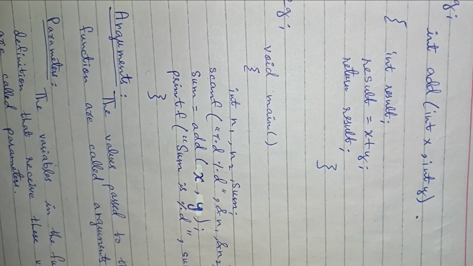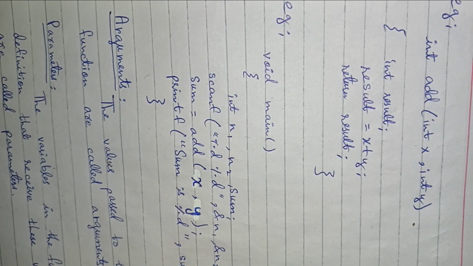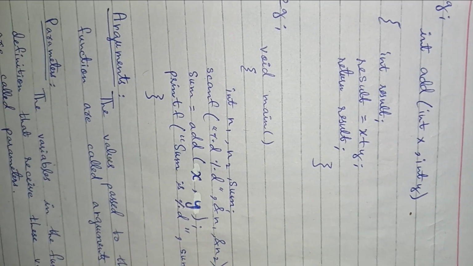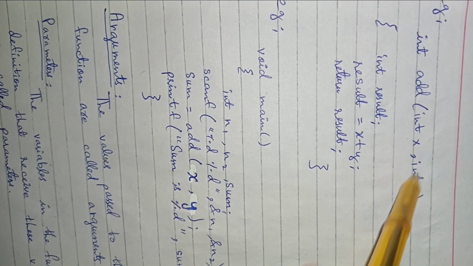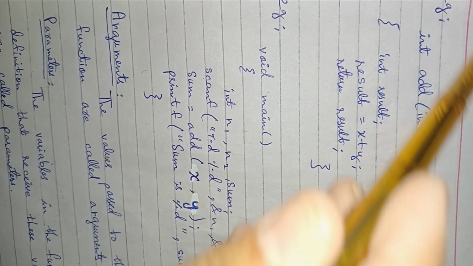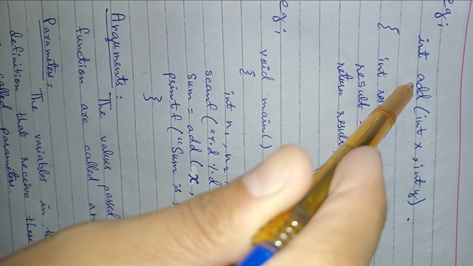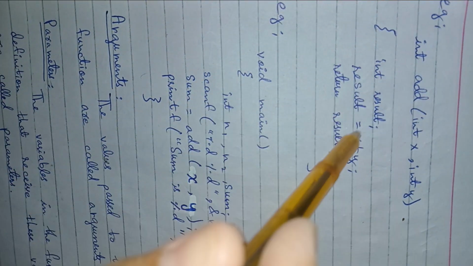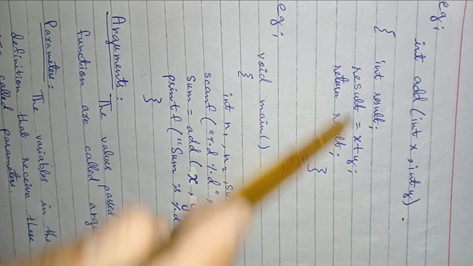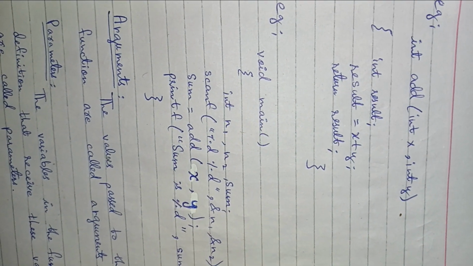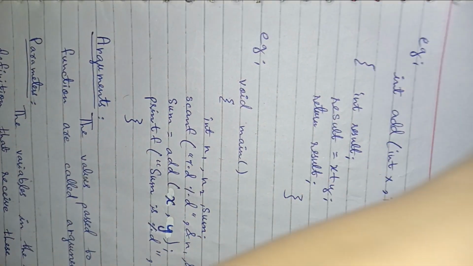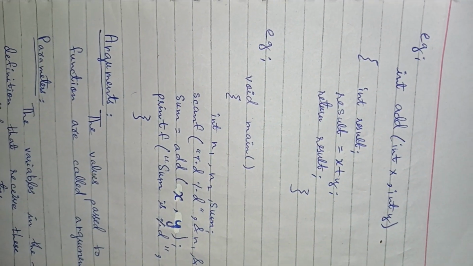Now return is basically a keyword that is used to return a value to the calling function, right? So these are the parameters of the function, int x and int y, right? And add is the function name and int is the return type. And here inside the function, return is a keyword that is used to return a value to the calling function, right? So now we see another example.